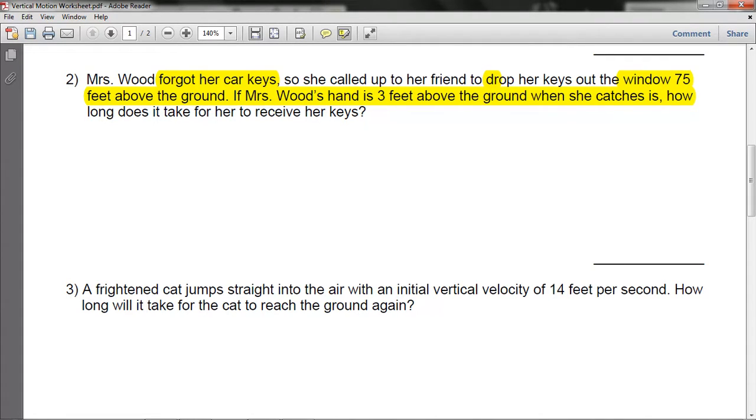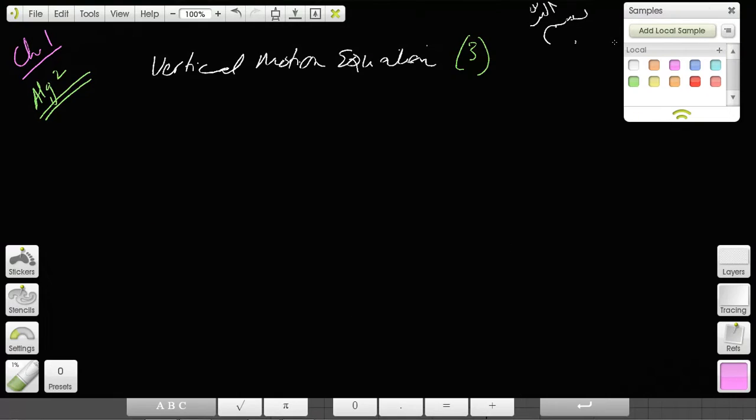Okay, so we got the situation here, right? So let's see if we can figure this out. So here's Mrs. Wood. In my mind I was imagining the building to be over here, and here's her buddy. Let's give Mrs. Wood a little nice flowery window over there. Her friend is going to drop the keys from a height, from here to here, that's 75 feet. Mrs. Wood is going to catch it 3 feet above the ground.